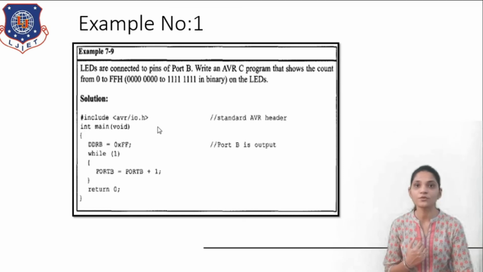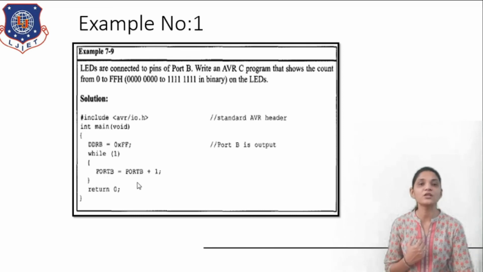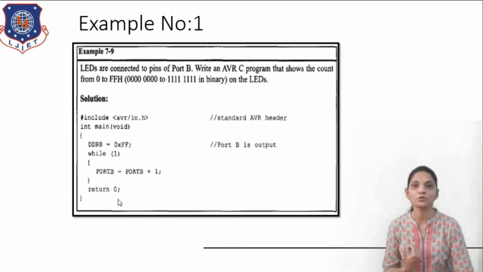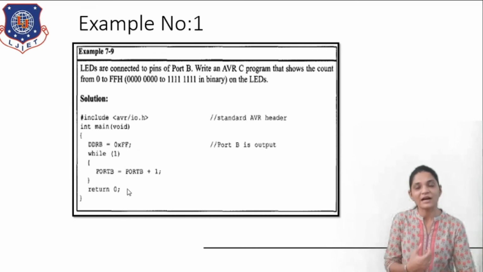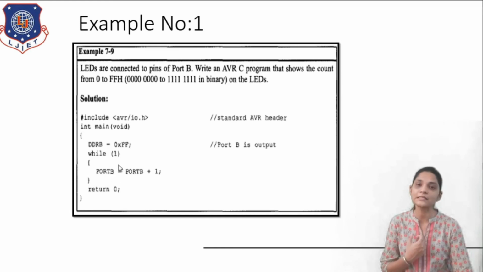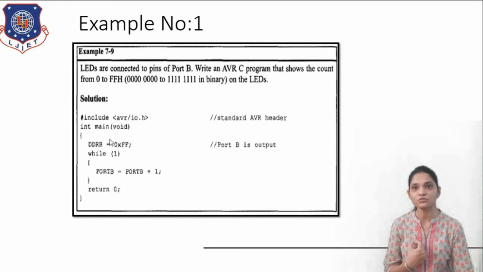Okay, so for this first we are including the header files, then a main function, and making port B an output we are using DDRB equals 0xFF, and then a while loop that will continuously run, and then we are using PORTB equals PORTB plus 1. That will increment the value of the content stored on port B. Here you have to initialize PORTB equals 0 outside this loop, so that your value starts from 00. Otherwise it will have some garbage value and the value will start increasing from that garbage value. Okay, and then return from the main program.